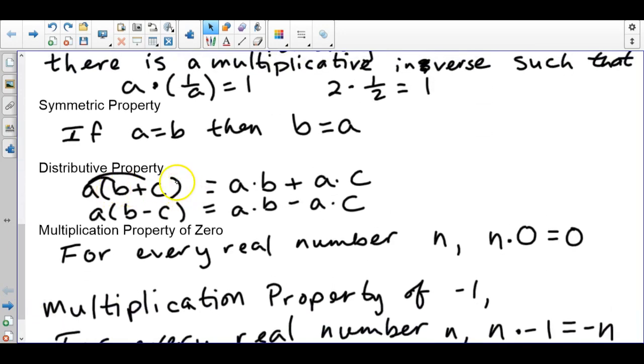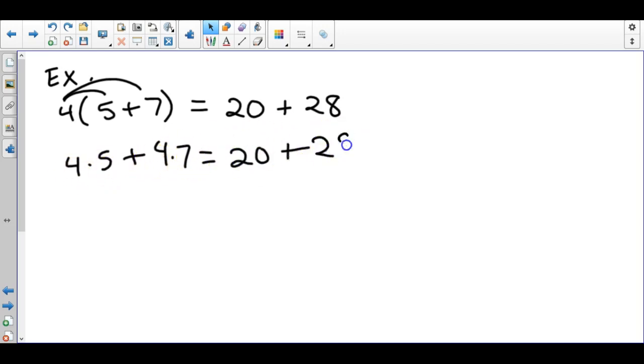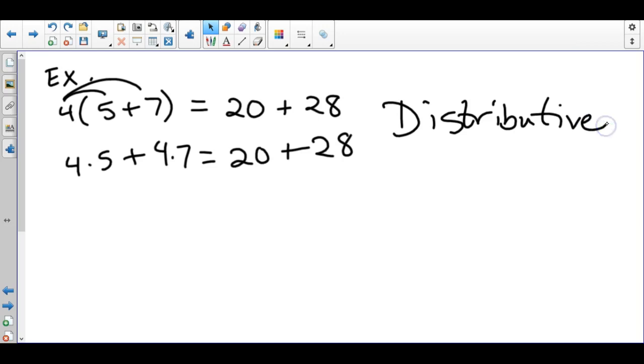We have distributive property where you could multiply the outside number in. So let's check. 4 times 5 and 4 times 7. 4 times 5 is 20. 4 times 7 is 28. So this would be the distributive property. Okay, how about another example?